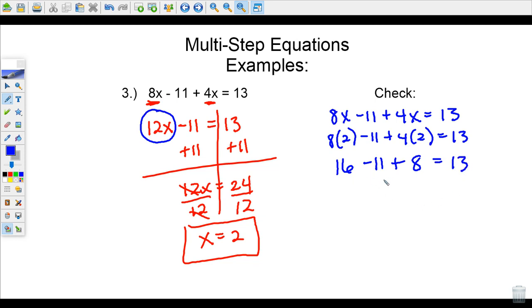Now I have subtraction and addition. I just go left to right when I have both of those. So 16 minus 11 is 5. Drop down the plus 8. 5 plus 8 is 13. And I get 13 on both sides, which tells me my solution, x equals 2, makes it a true equation. X equals 2 is correct.